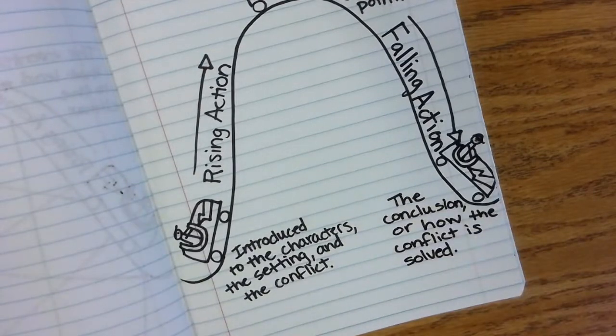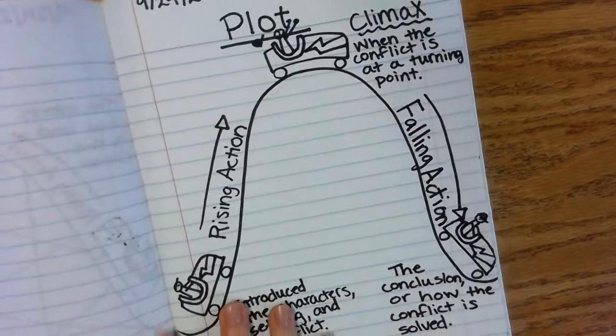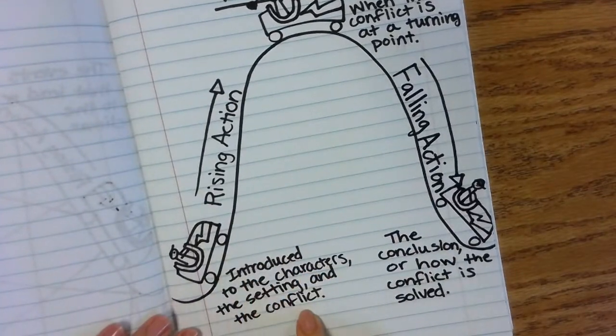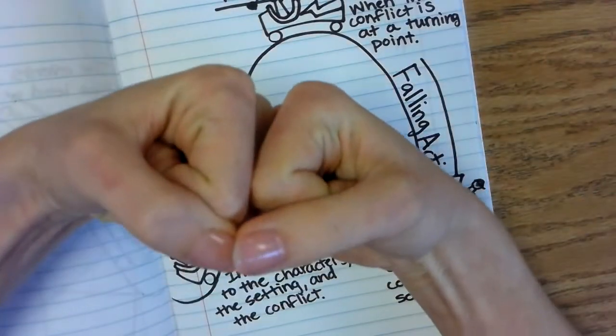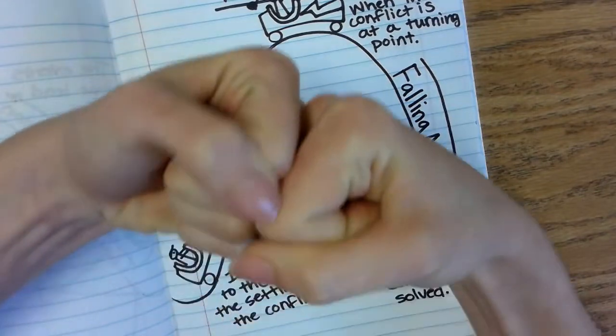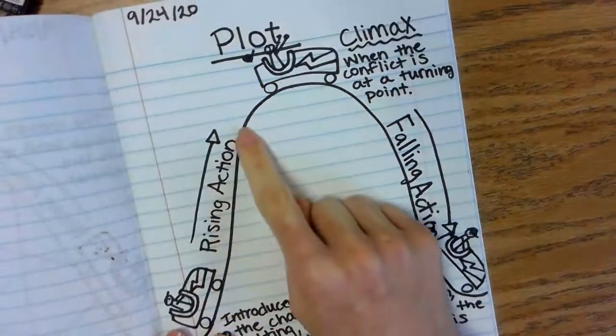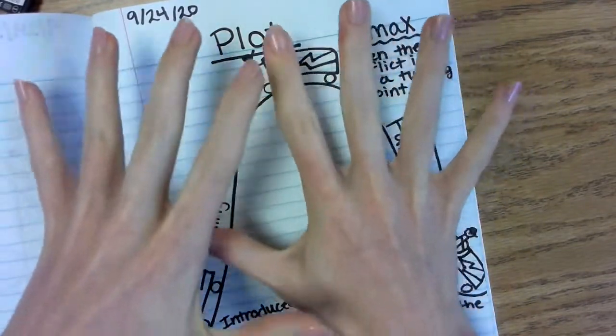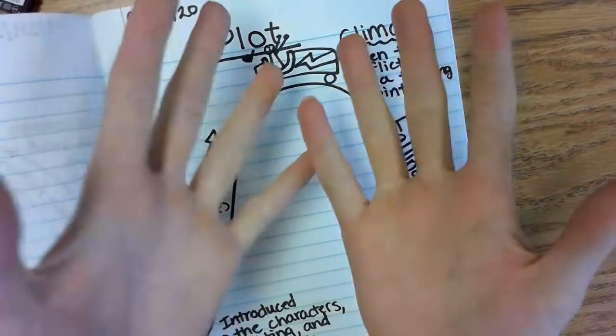right? So again, with our hand signals, we have the rising action. That's when we're introduced to the character, the setting, and the conflict, right? We can think of it as the fists together. What's the problem in the story? We reach the climax. That's the tipping point. It's like, what's going to happen next? I don't know. Is everything going to work out?